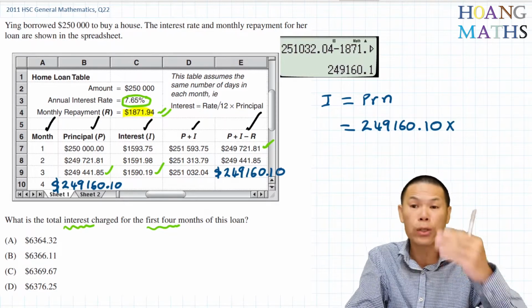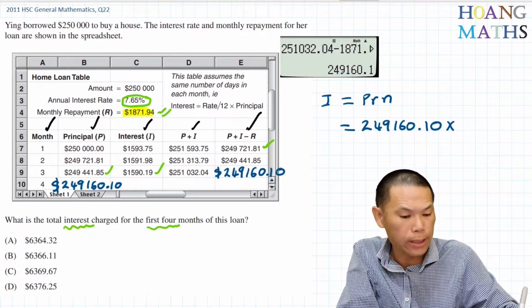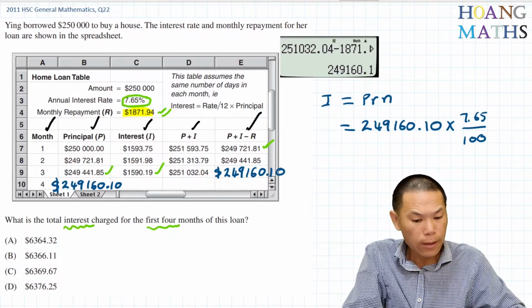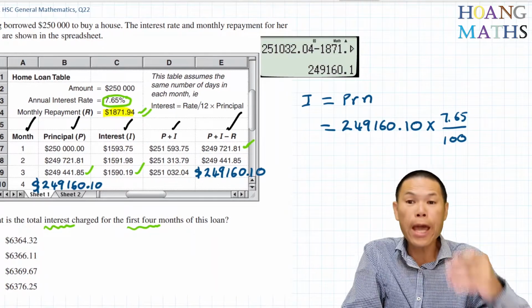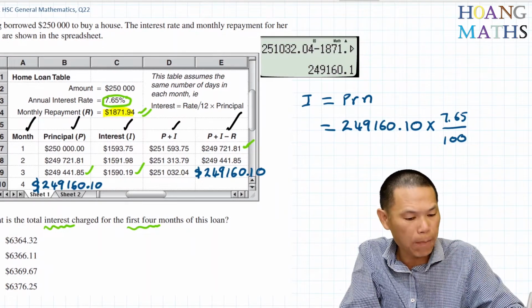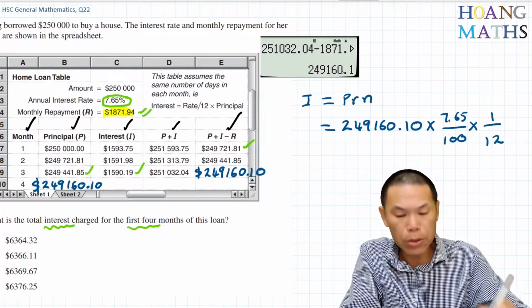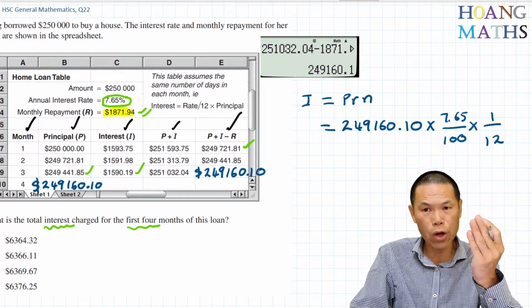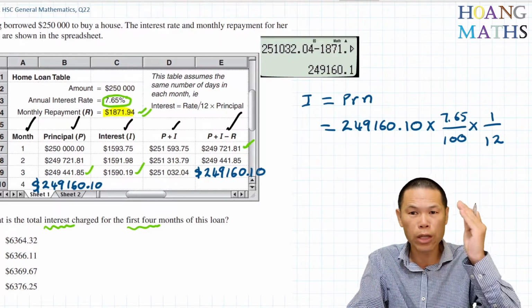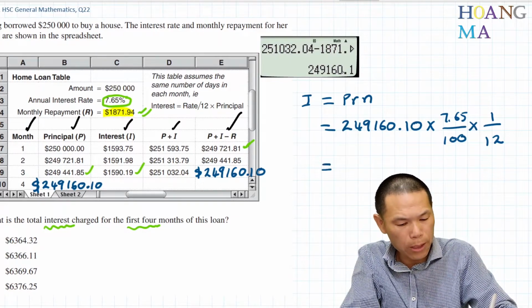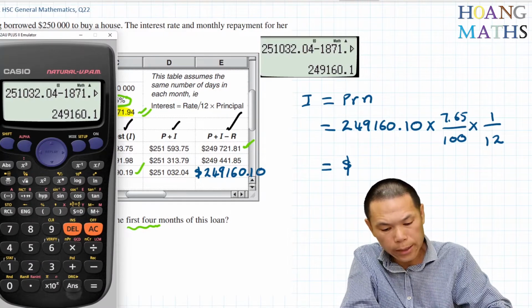We times by the interest rate. So the interest rate is 7.65%. Percent means per 100. And then times by N. N is just 1 month. So 1 month means 1/12 because the percentage is per year. So we need to convert months to years. So that 1/12 gives me years, okay? So I just go answer, that is the final amount.